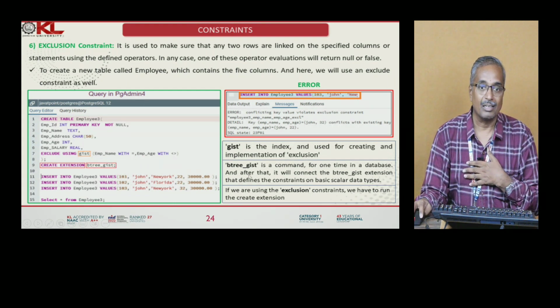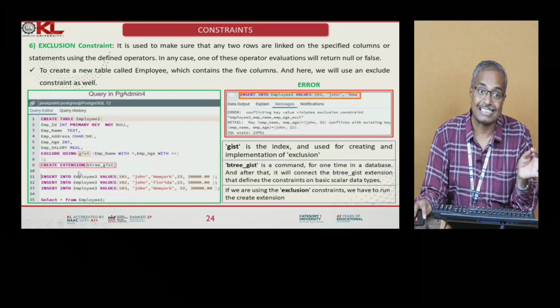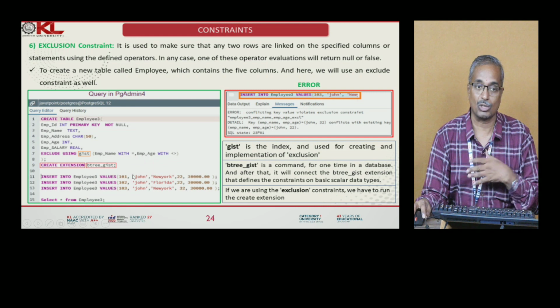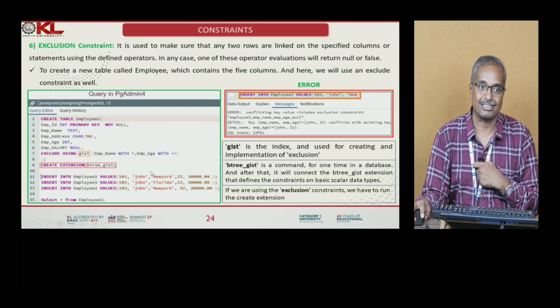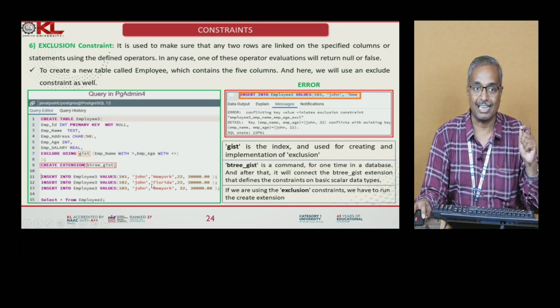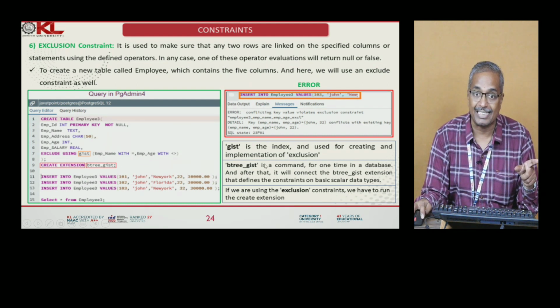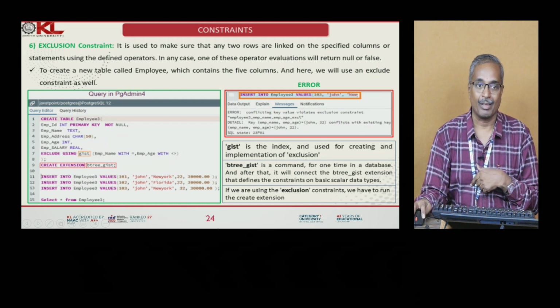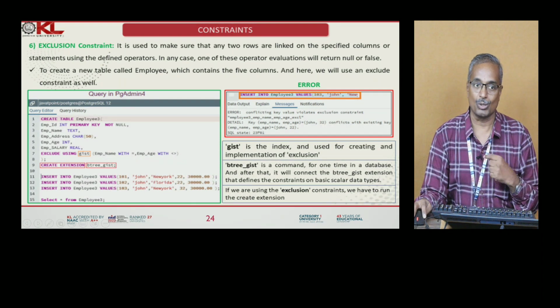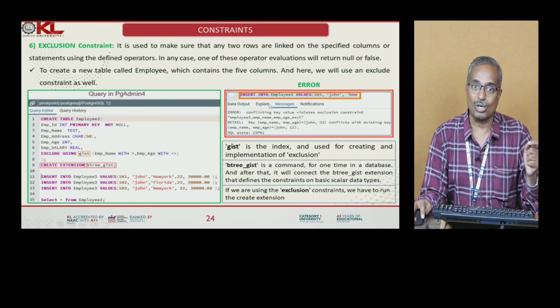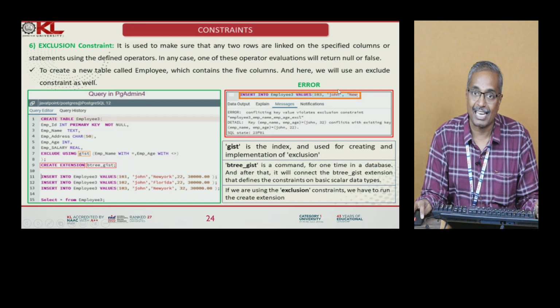The next one. So how to define this one? We have to create an extension. So this is actually the syntax as per Postgres. Create extension. What is the name of the extension? btree_gist. So like this we have to use, right? So therefore here you can see an error.